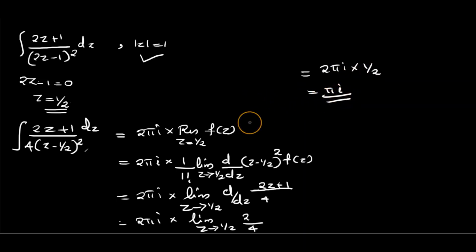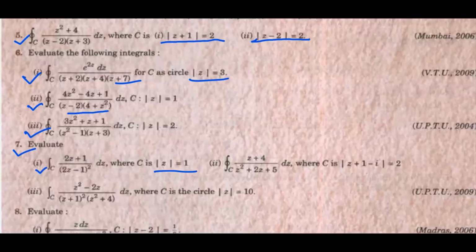Now next question. Integral of (z plus 4) divided by (z square plus 2z plus 5) dz, where C is the circle, mod z plus 1 minus I equal to 2. This is a circle with the center minus 1 plus I and radius 2.